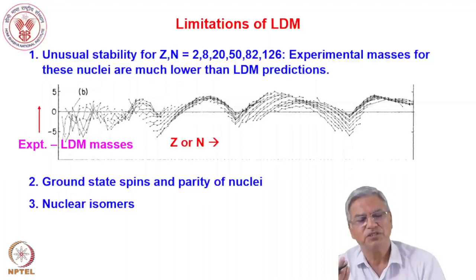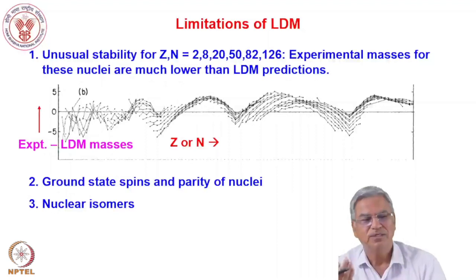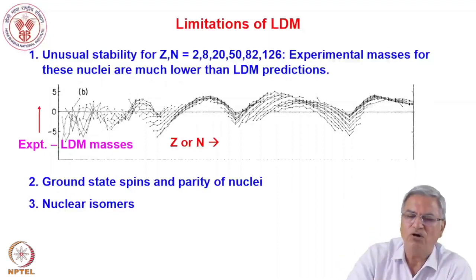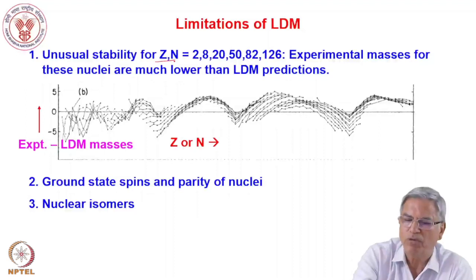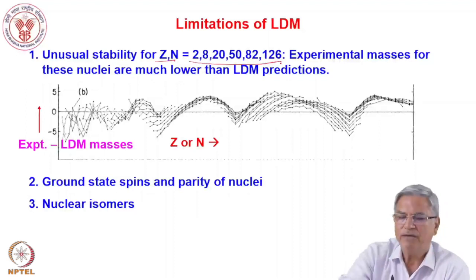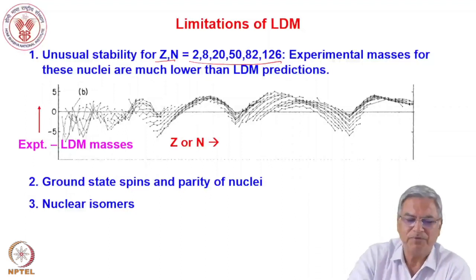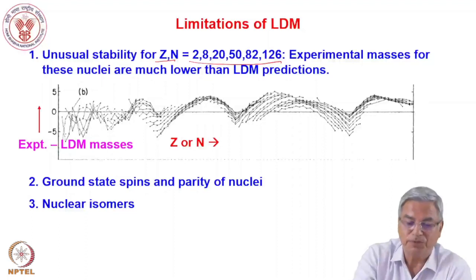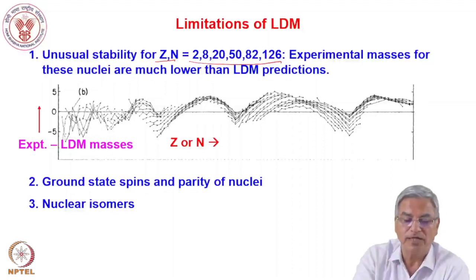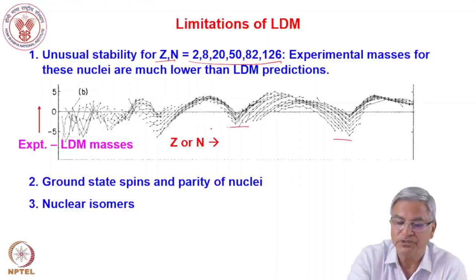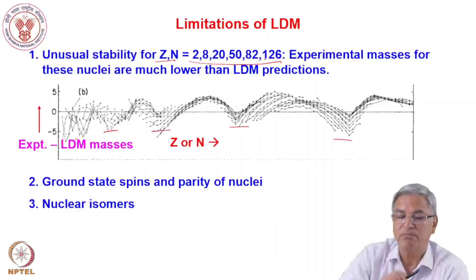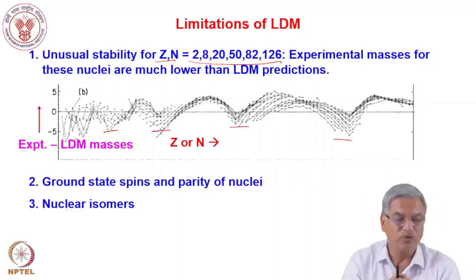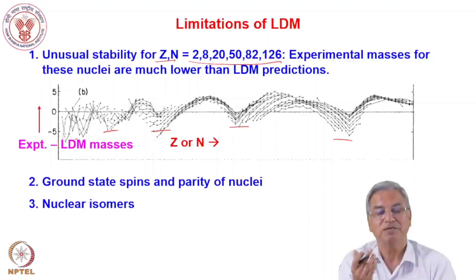But the picture is not that good always. So, there are some limitations of the liquid drop model. Some of them are the unusual stability of certain Z and N, neutron and proton numbers having these configurations. What I have shown here is the difference in the experimental and liquid drop predicted masses over a range of proton number and neutron number, and you will find that there are dips. That means the experimental masses are lower than the liquid drop masses at certain configurations, and they correspond to these magic numbers. So, that means these magic number nuclei have lower mass than predicted based on liquid drop.